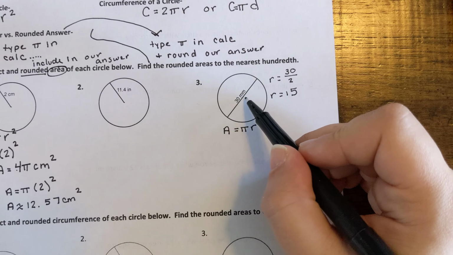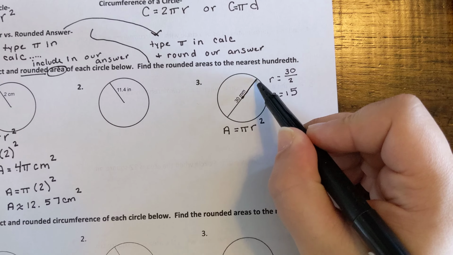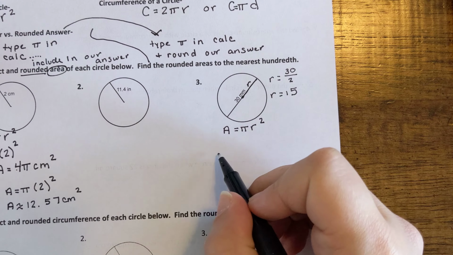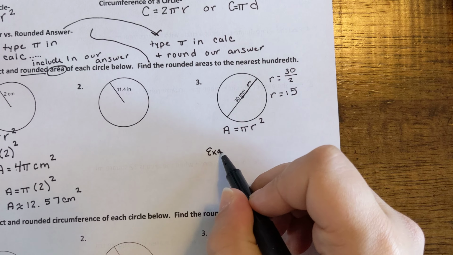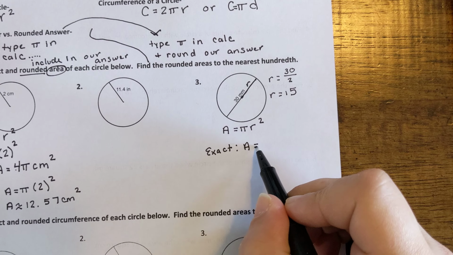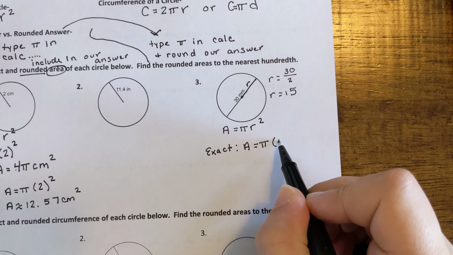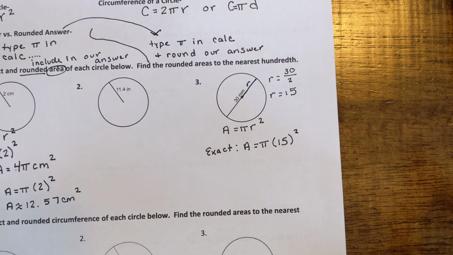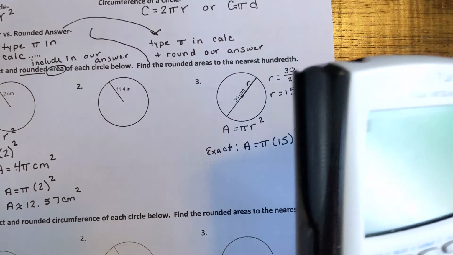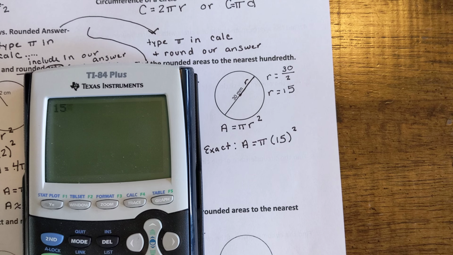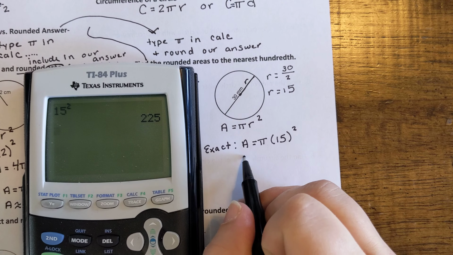Okay, because radius is half that distance. The radius is from the center to the edge. So 15 is what I'm going to plug in. So for exact, it's going to be pi times 15 squared. Remember, you don't type pi in the calculator for this. We're just going to type in 15 squared to get 225.